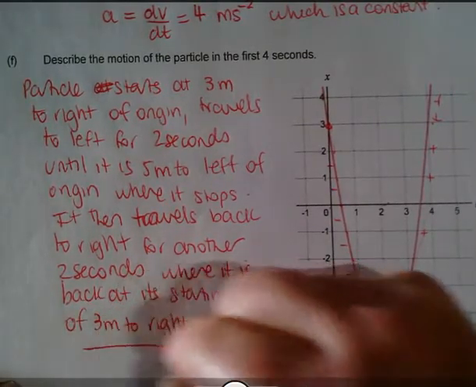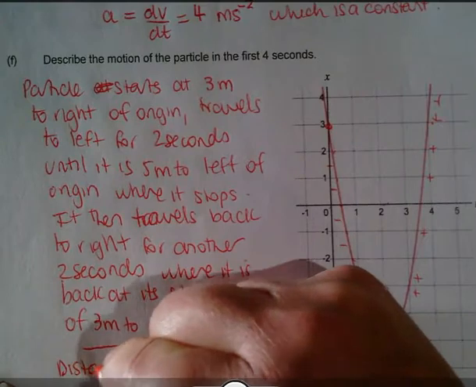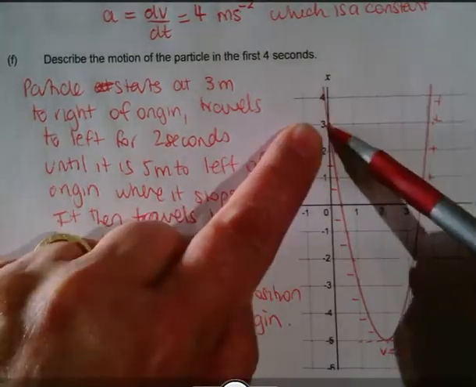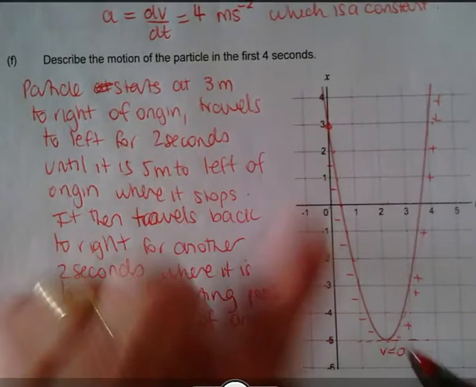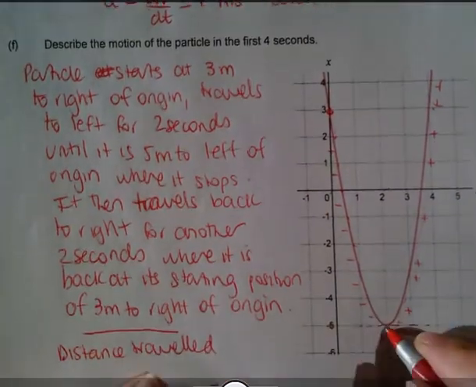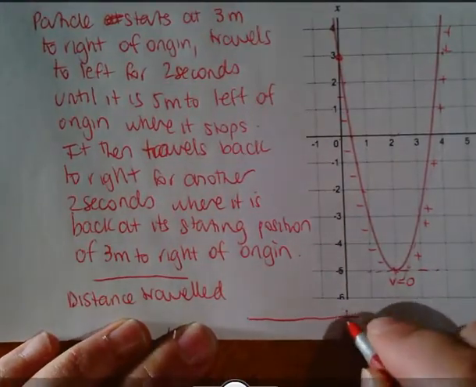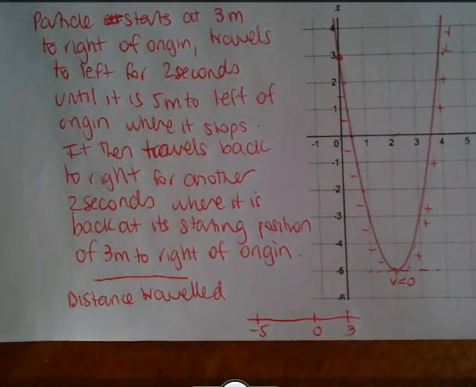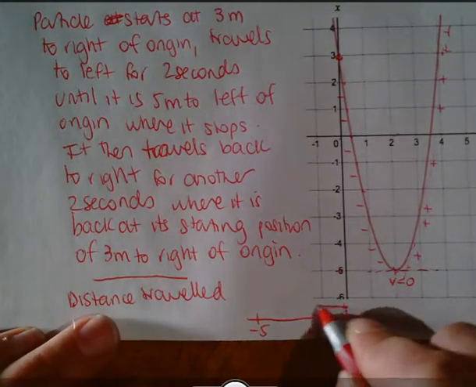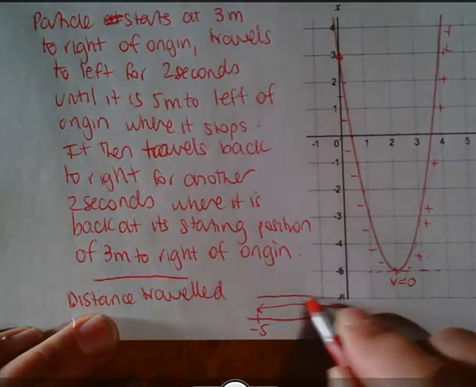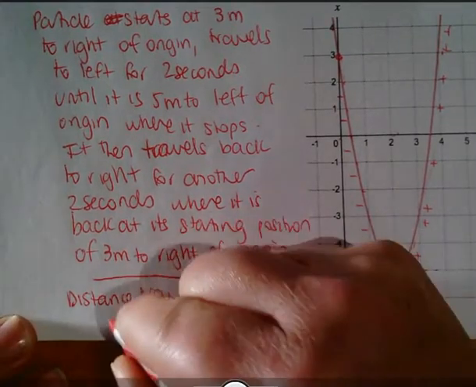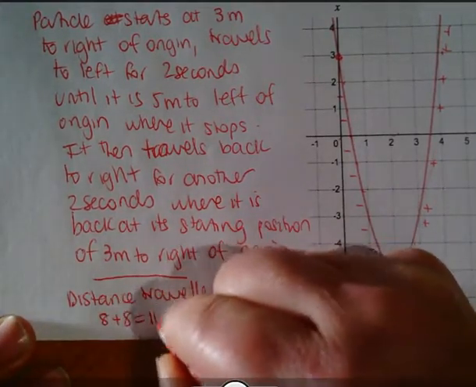I'm just going to ask another little question. How far did it travel? What is its distance traveled? So it started 3 meters to the right of the origin, then traveled to 5 meters to the left of the origin, and ended back at 3 meters to the right of the origin. So if I've got my 3 and my -5, it starts here, goes there, stops, and comes back around to there. So it's traveled 8 units to the left and 8 units to the right. So the distance traveled is 8 plus 8, 16 meters.